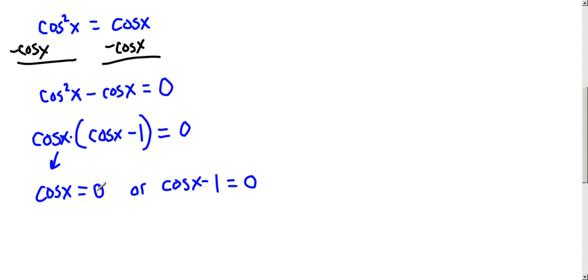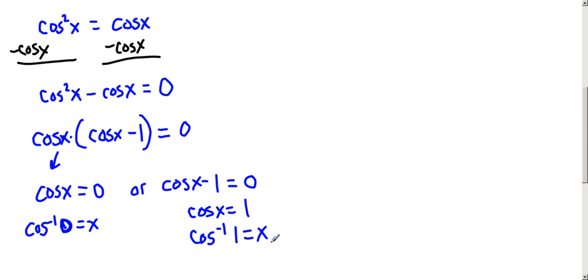So cosine of x is 0. If we want to solve for x, we convert it to inverse cosine of 0 is x. And over here, if we add 1 to both sides, then the cosine of x is 1. So we want the inverse cosine of 1, which is our x value. So we're looking for what angle has a cosine of 0.